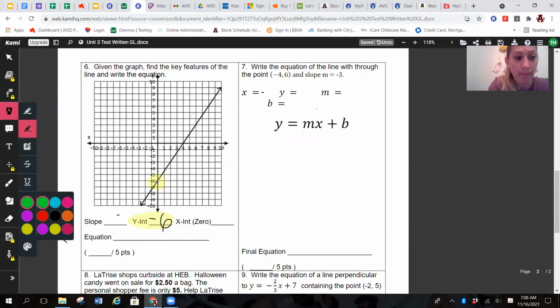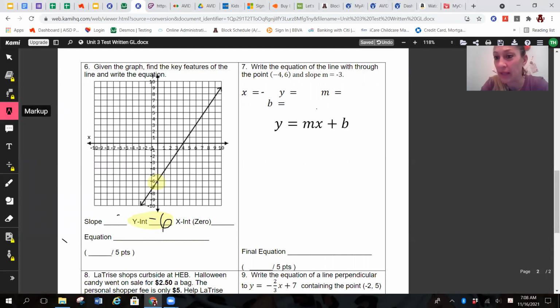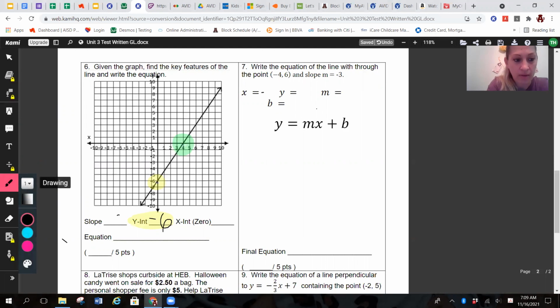I want you to get the marker that I told you to have out, not a highlighter, a marker. Circle the x-intercept. I can't really circle that, so I'm just going to highlight it in a different highlighter. And the 0 is 4. So where the line crosses the x-axis is called the 0.